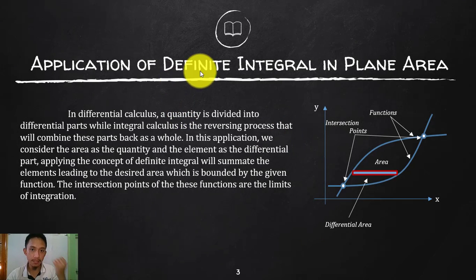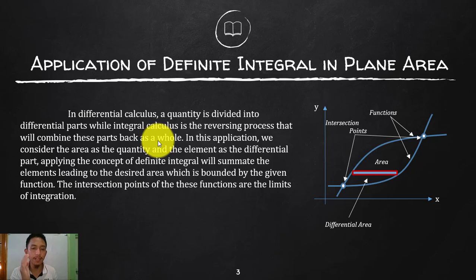Okay, so application of definite integral in plane area. If you try to recall, in differential calculus, the quantity is divided into partial differential parts, while integral calculus is the reversing process that will combine these parts back as a whole. Okay, so how is that?